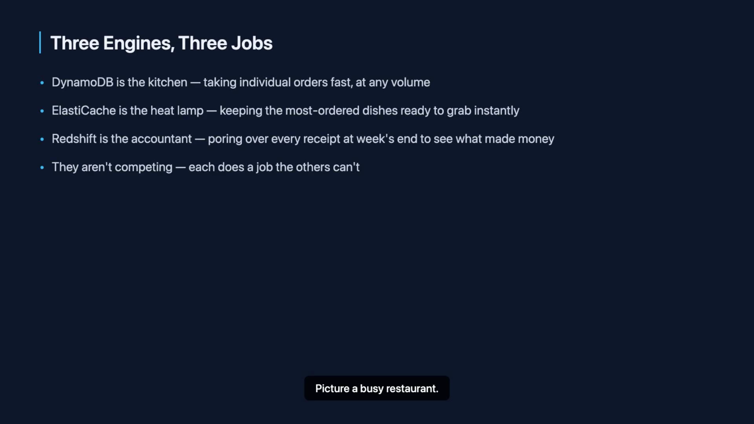Picture a busy restaurant. DynamoDB is the kitchen, taking individual orders fast and at any volume. That's the transactions flowing in. ElastiCache is the heat lamp, keeping the most ordered dishes ready to grab instantly, so nobody waits. And Redshift is the accountant who, at the end of the week, pores over every single receipt to figure out which dishes actually made money. The important thing here is that these aren't competing for the same job. The kitchen can't do the accounting, and the accountant can't cook. Each one does work the others simply can't.